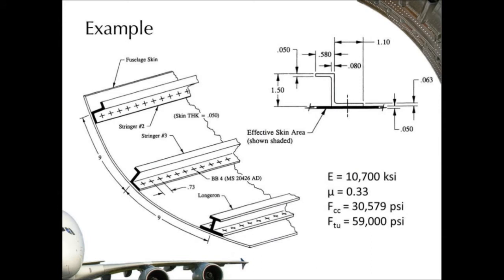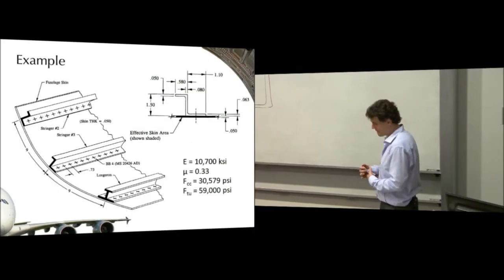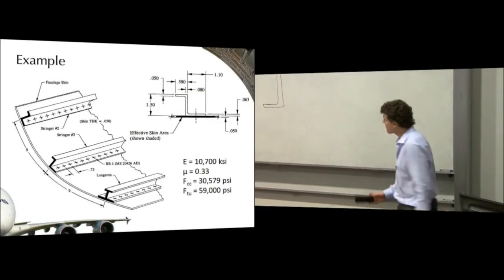But what we have to do is work out the effective area in compression and the total load that the stiffener can carry. And then we can work out the maximum load in tension as well. But we're skipping a few steps ahead if we do this full problem. Let's just do the effective width calculation first.